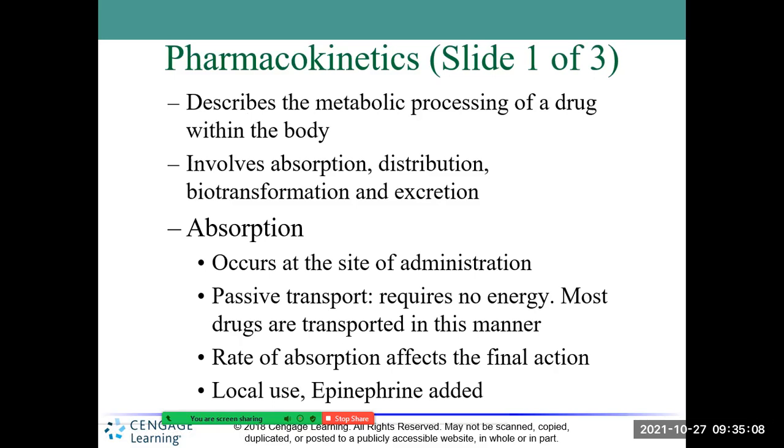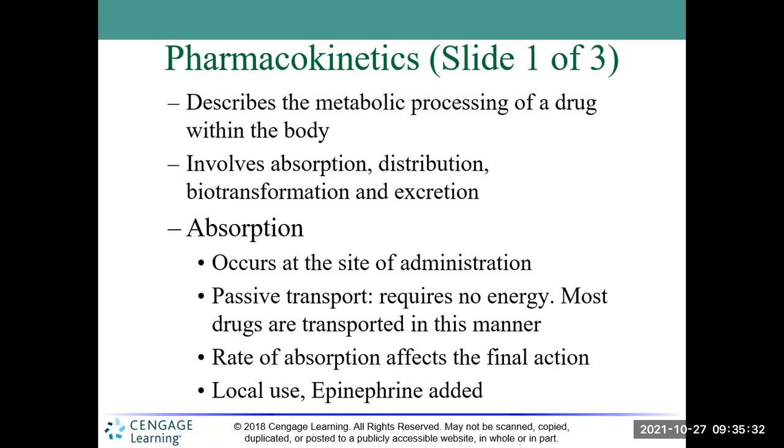Pharmacokinetics. So this is talking about the metabolic processing of a drug within the body. It means how is it absorbed, how is it distributed, and then the biotransformation, and then how is it excreted? Those are the 4 phases of pharmacokinetics.